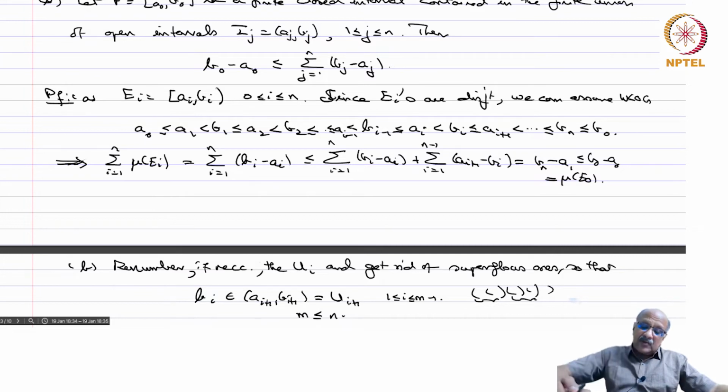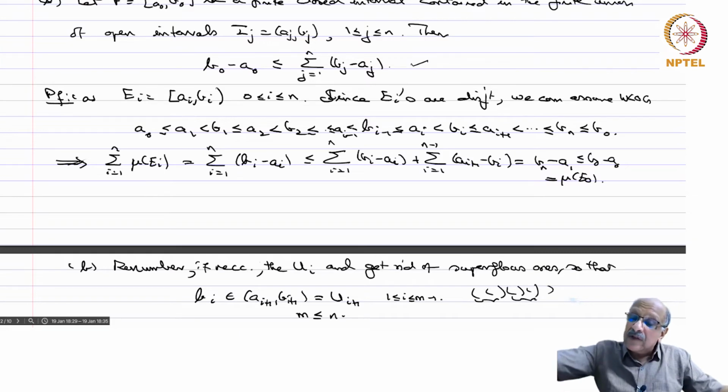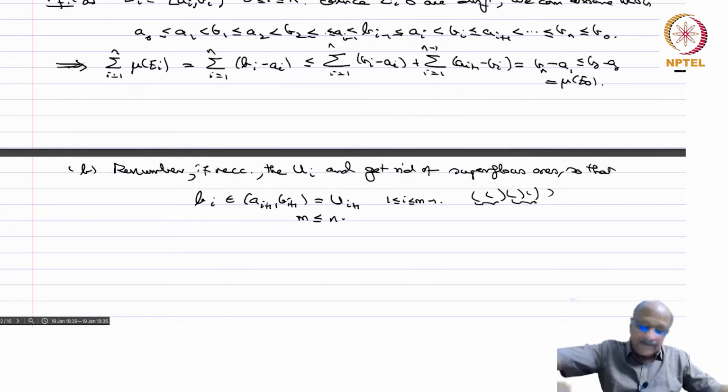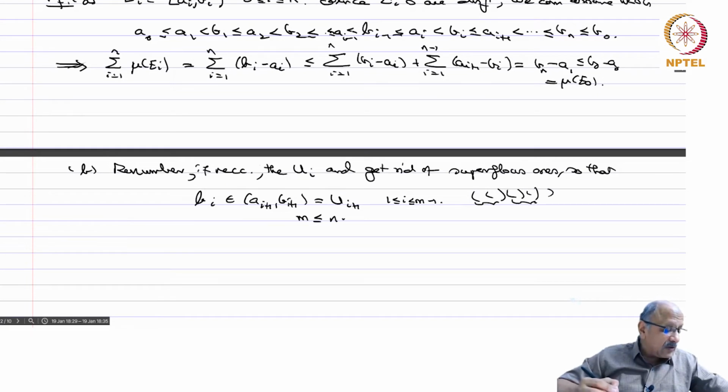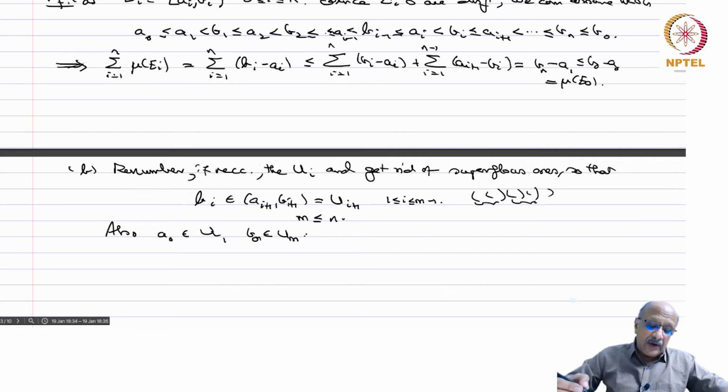That only adds to the right hand side of this equation here, and therefore getting rid of any sets, proving it for a smaller number is not a problem. That still proves the same thing. Okay, and also a naught must belong to the first interval u1, and b naught must belong to the last one. Okay, so you are taking only the minimum number necessary to cover a naught, b naught.